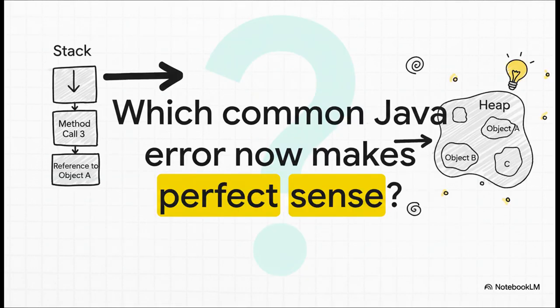So, I'll leave you with this final thought. Now that you know the stack holds the pointer and the heap holds the actual object, what's that one common Java error that suddenly makes perfect, crystal clear sense? Think about it. Once that clicks, I promise, you are never going to look at your code the same way again.